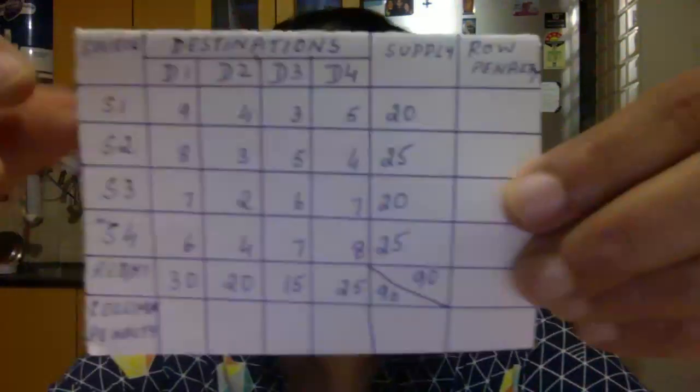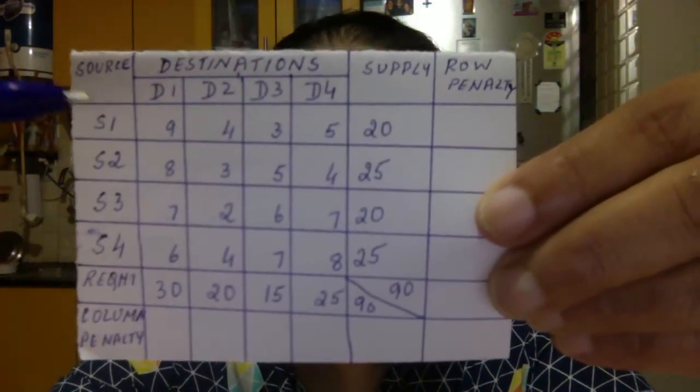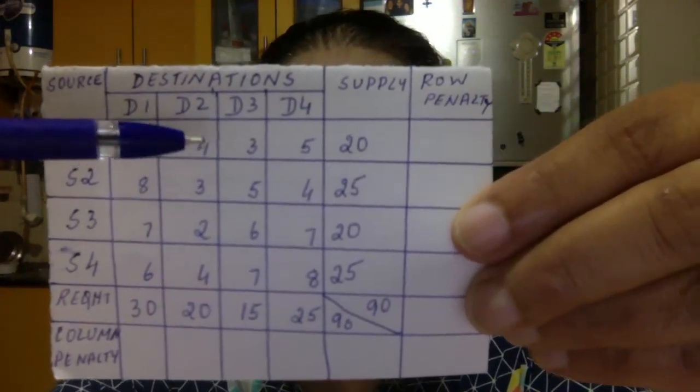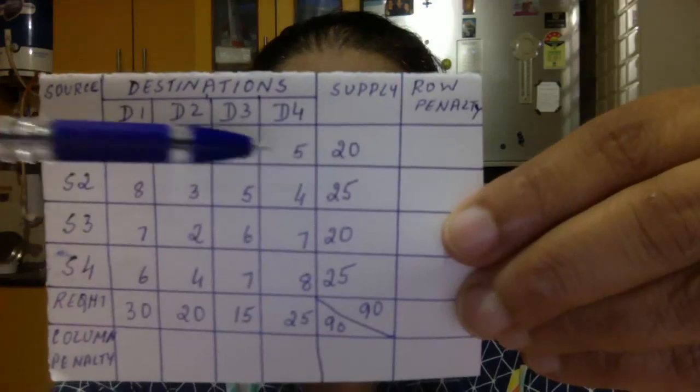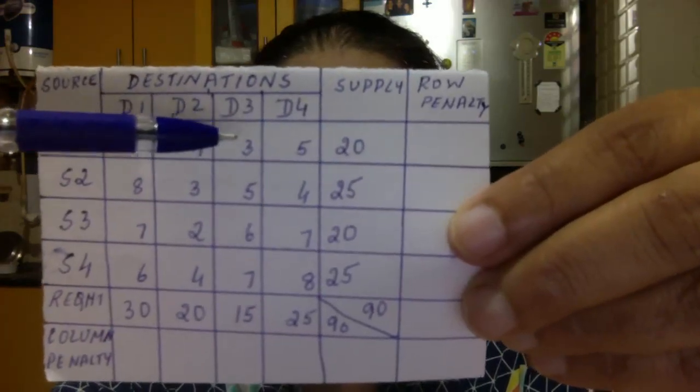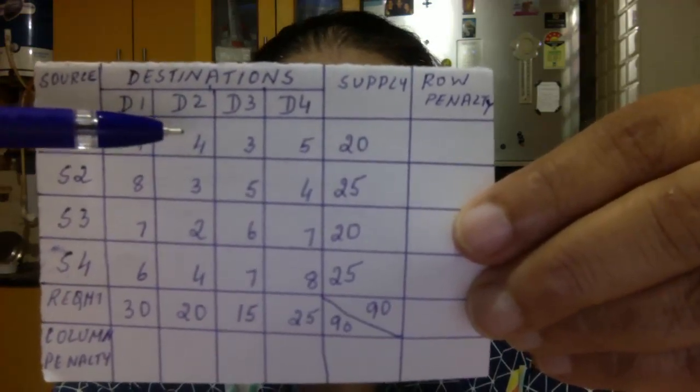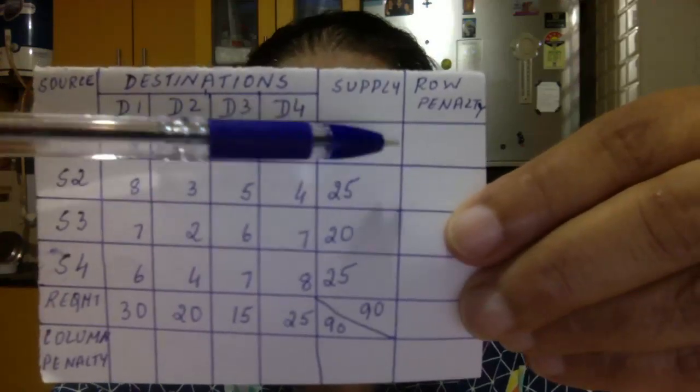All right, class. Now what do we have to do? We have to do the row penalty and column penalty. What do you mean by penalty? Penalty means the smallest cost or the least cost minus the next least cost. So we will look in the first row. We have 9, 4, 3 and 5. The least cost is 3. The next least cost is 4. So 3 minus 4 is 1. The row penalty here is 1.